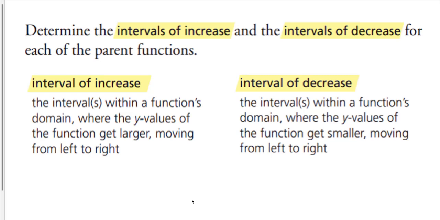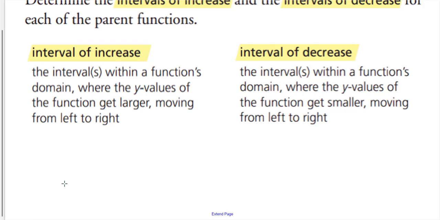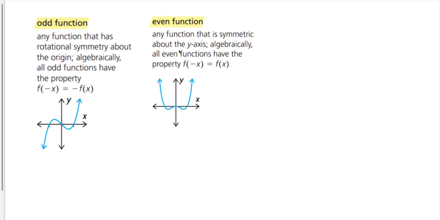So intervals of increase, what is that? The intervals within a function's domain where the y values of the function are getting larger, moving from left to right. Essentially, what that means is a positive slope. So kind of like that. Positive slope, interval of increase. If you're increasing, then it looks like you're moving to the right and up. And intervals of decrease is essentially the same thing, except to the right and down. So a negative slope. And that's that.